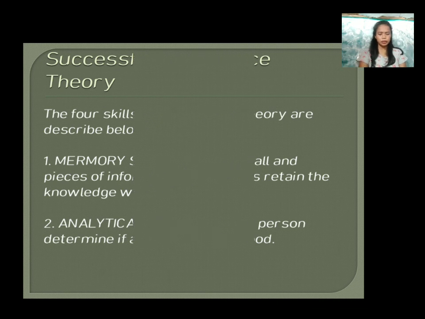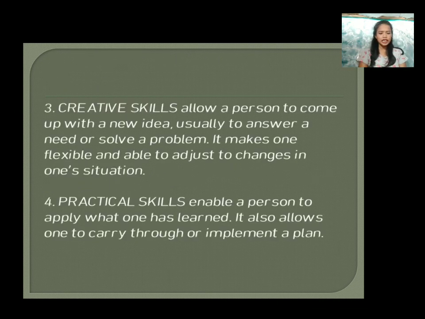The next one, number 3, is creative skills. Allow a person to come up with a new idea, usually to answer a need or solve problem. It makes one flexible and able to adjust to change in one situation. So, ang creativity skill naman dito, nagkakaroon tayo na pagkakataong maging flexible.